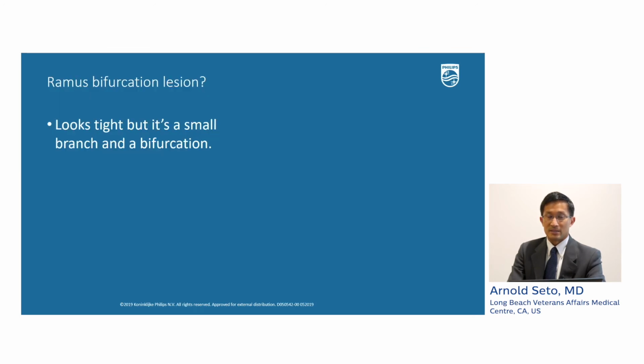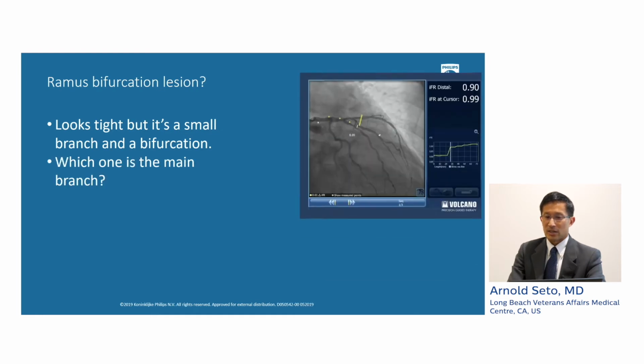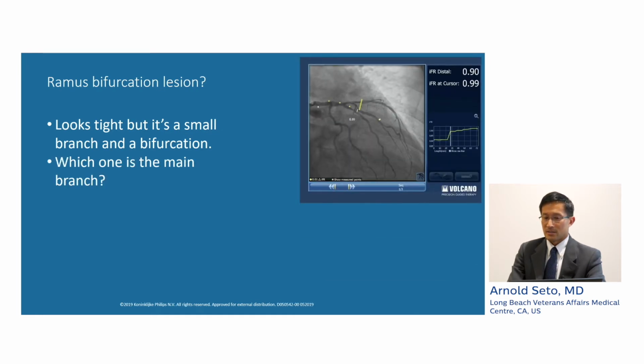So what about the ramus? We see that there's a bifurcation lesion there, and it looks tight, but it's a relatively small branch, and it's at a bifurcation. Which vessel do I fix? Which one is the main branch? Well, with co-registration, you can actually determine by placing the wire in the upper branch of this ramus that the iFR in the distal upper branch is 0.90. This would be non-ischemic. But most of the step up there is right at the ostium of this upper branch.